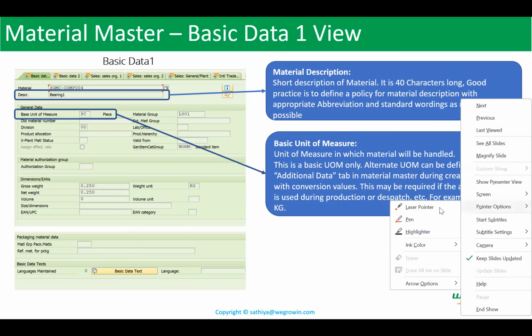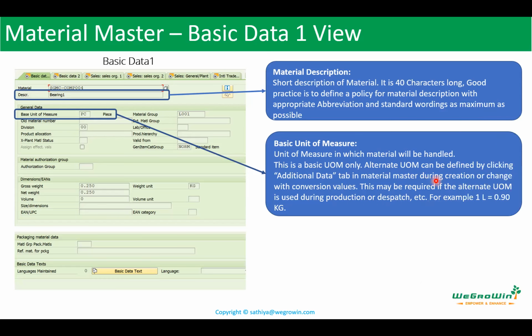And any other alternate unit of measurement, by clicking the additional data, it will be there. I will show you. In the Material Master, during creation or change, we can do it. And this will be helpful to define the alternate unit of measurement.